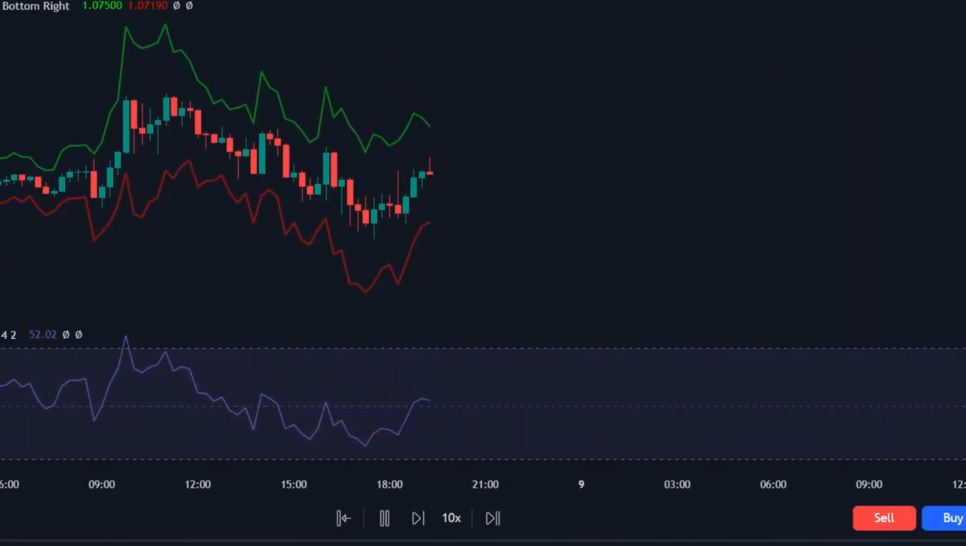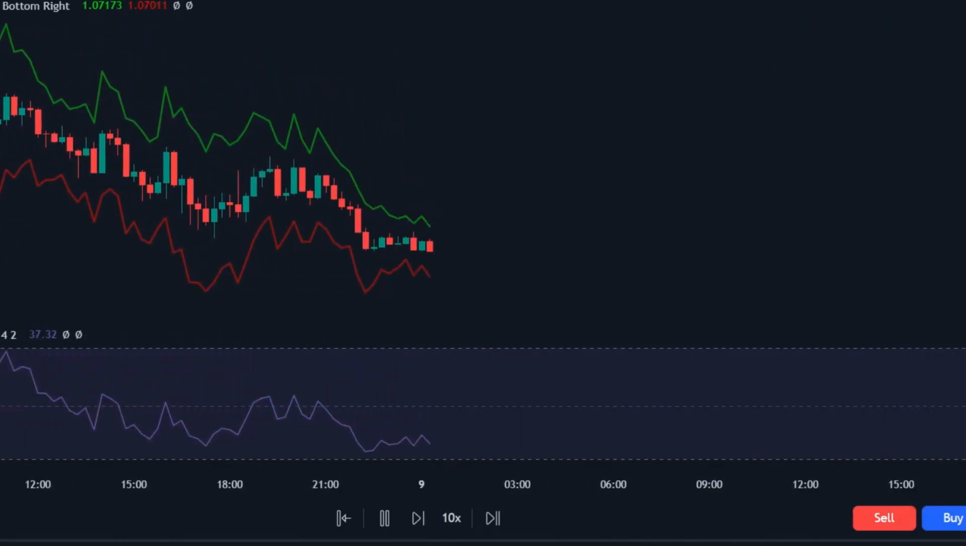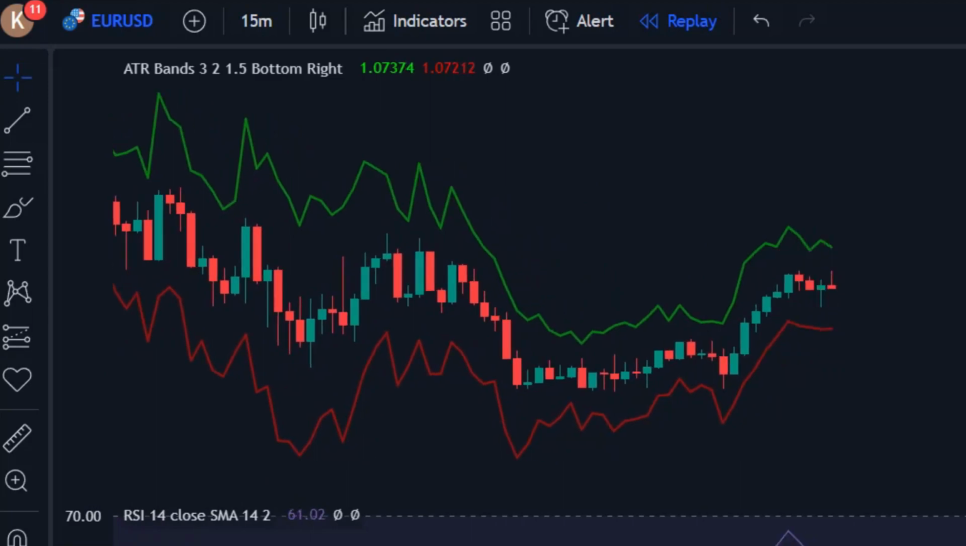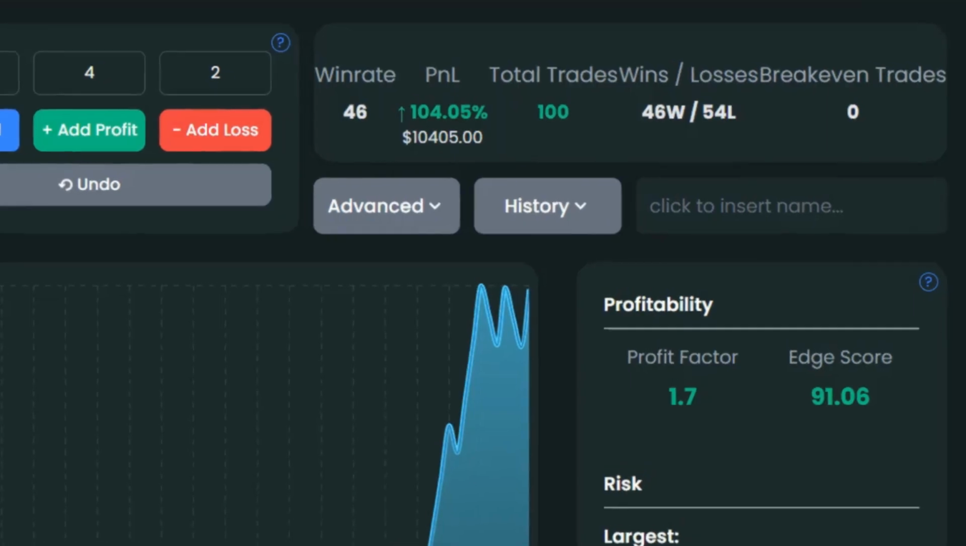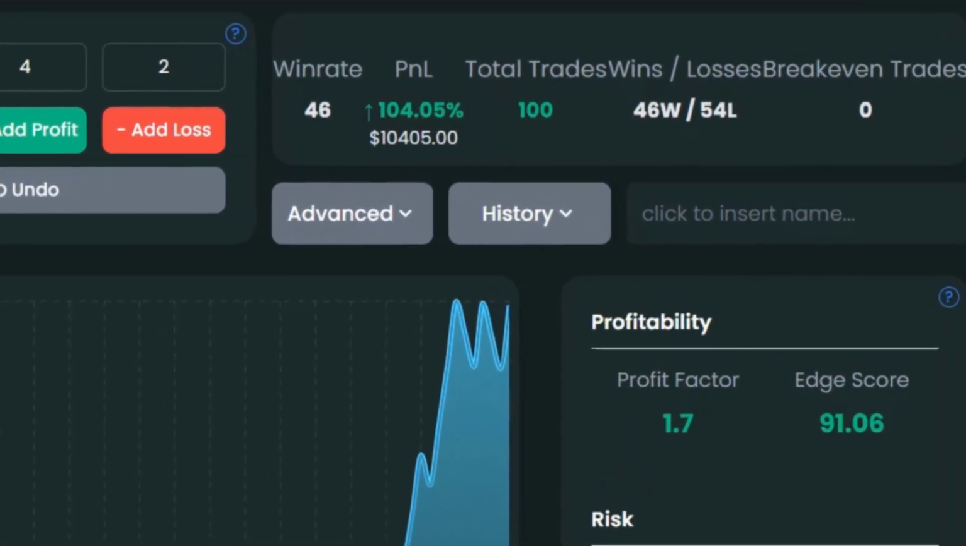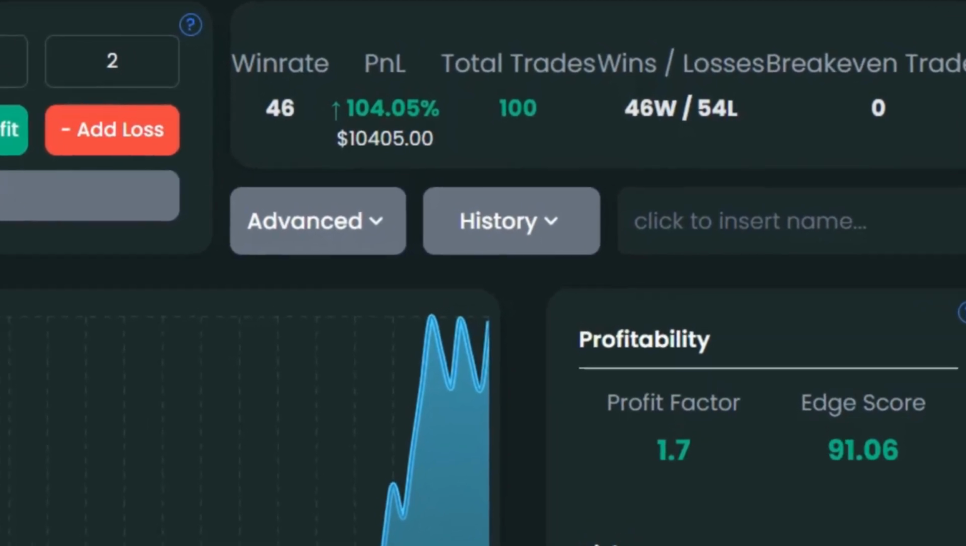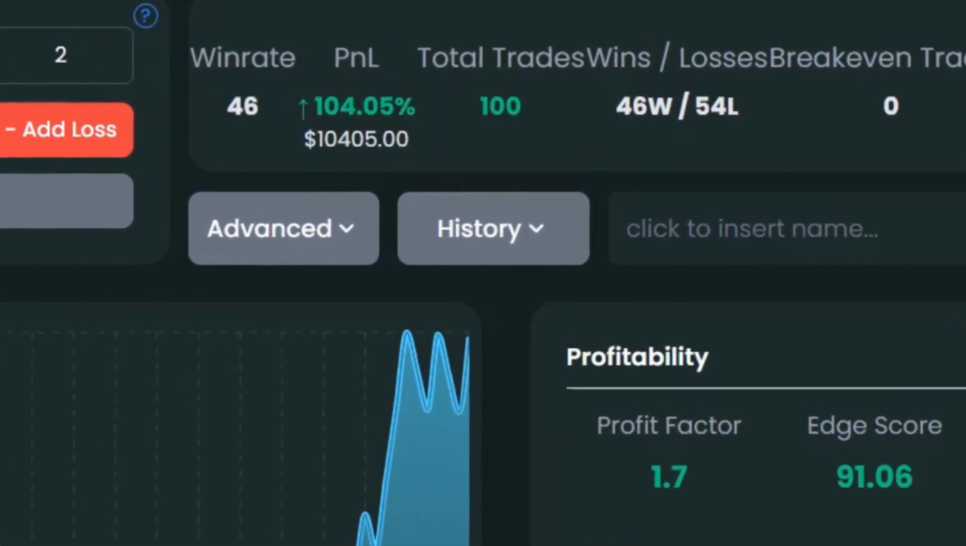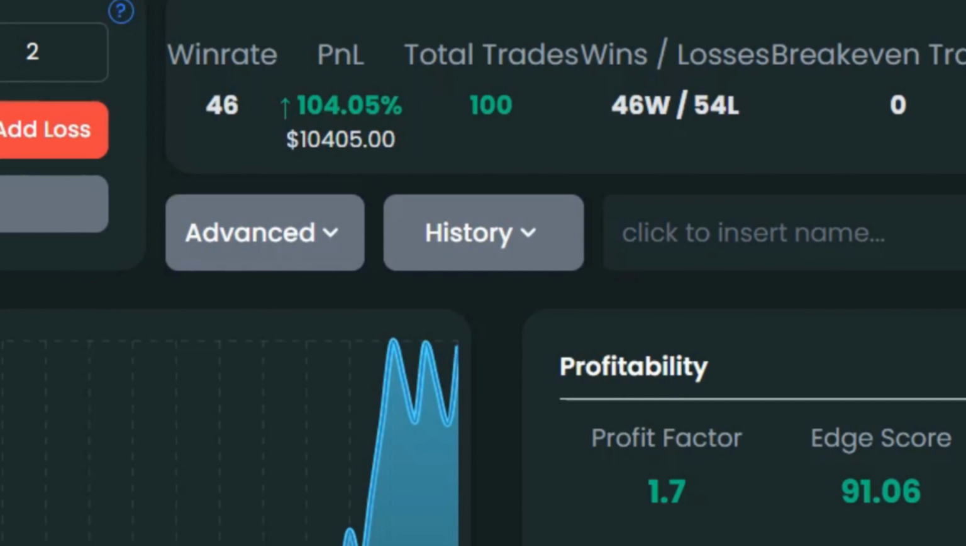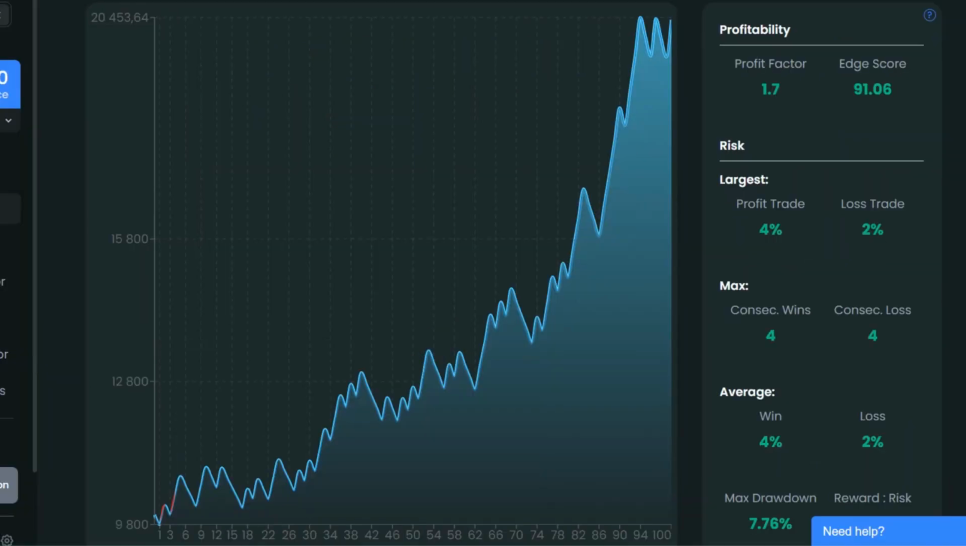So for the first backtest, I tested this strategy 100 times on the euro-dollar currency pair on the 15-minute time frame. And after 100 trades, we got 46 winning trades and 54 losing trades. But because we have a 2-to-1 risk-reward ratio, we made 104% profit. The max drawdown was only 7.76%. And it took 5 months to take 100 trades.